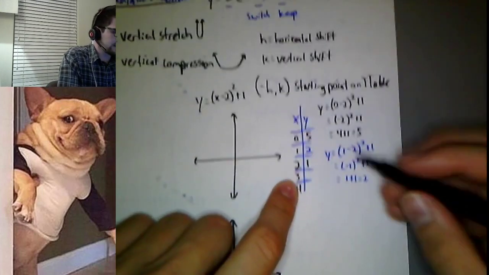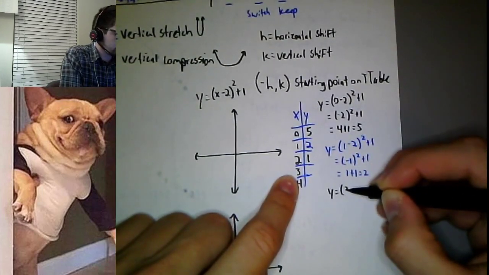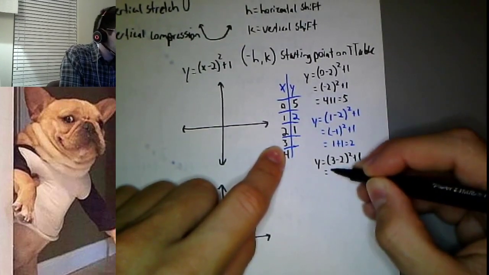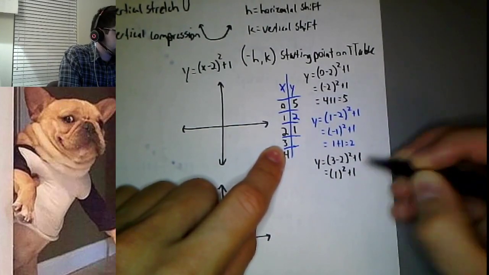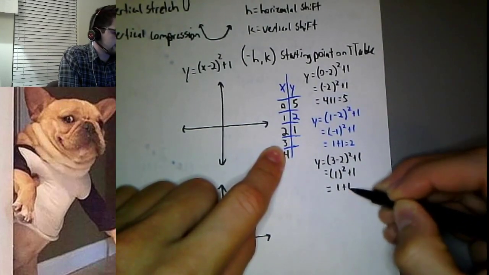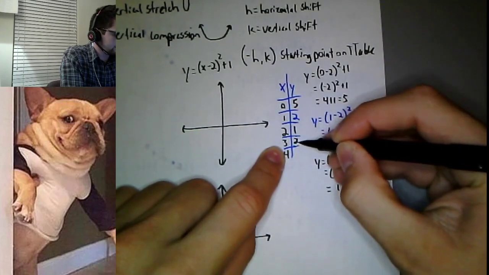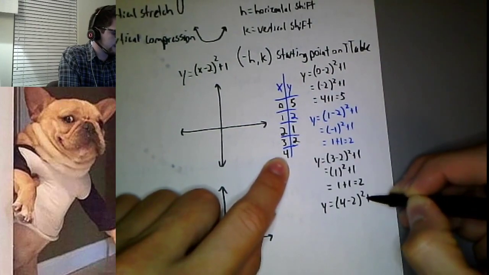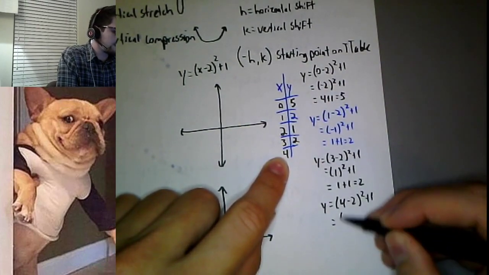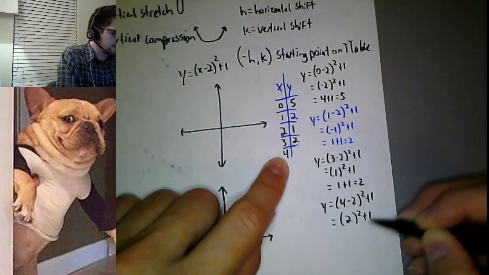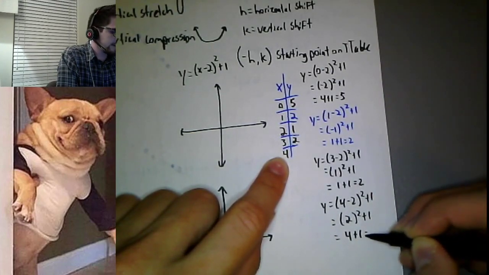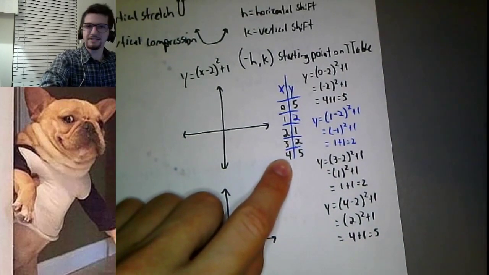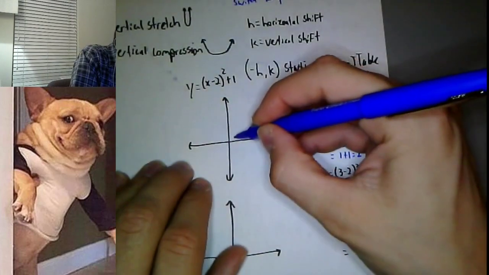If I plug a 3 in there, y equals 3 minus 2 squared plus 1. 3 minus 2 is 1. 1 squared is 1, plus 1 gives me 2. Finally, I have a 4. y equals 4 minus 2 squared plus 1. 4 minus 2 is positive 2. Positive 2 squared is 4, plus 1 gives me 5. So that's where I'm getting these 4 points. Let's graph them.